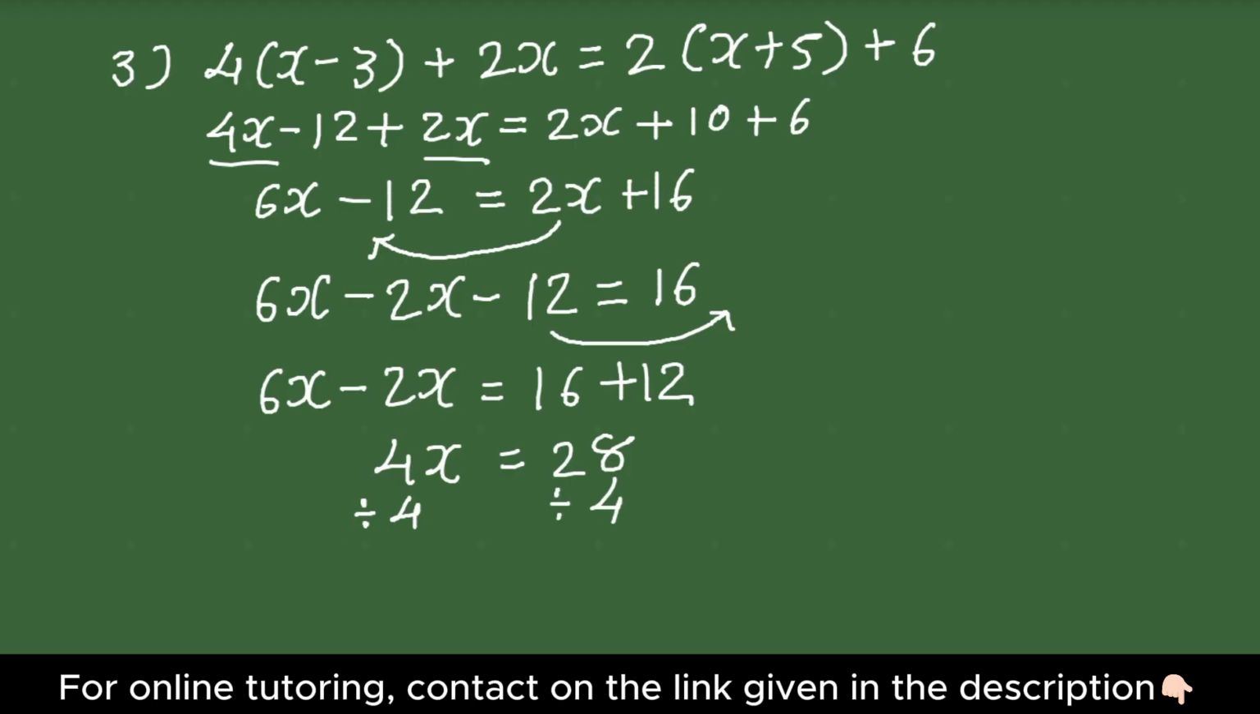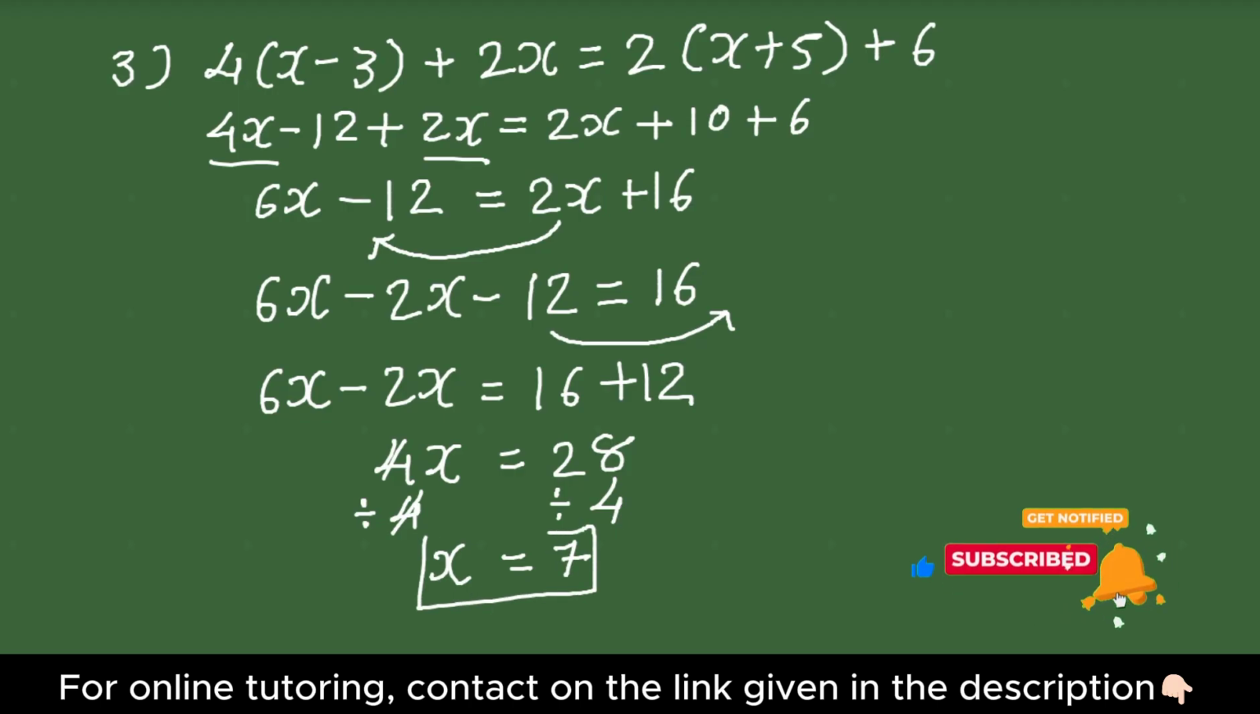So 4 divided by 4 is just 1. So we have only x on the left side, and on the right side 28 divided by 4 will be 7. So our answer is x is equal to 7. So x is equal to 7 is the solution of this equation. Hope this video will help you how to solve the multi-step equations.